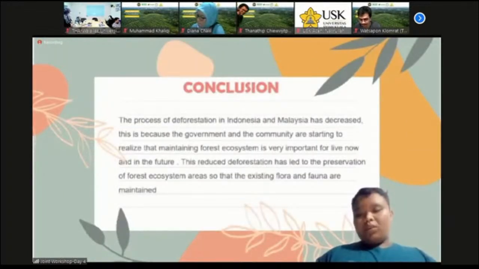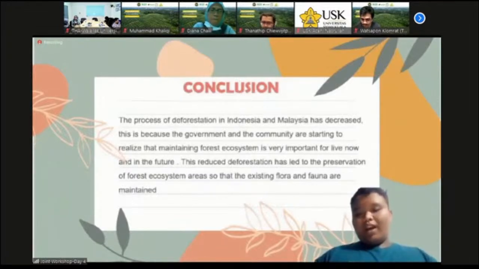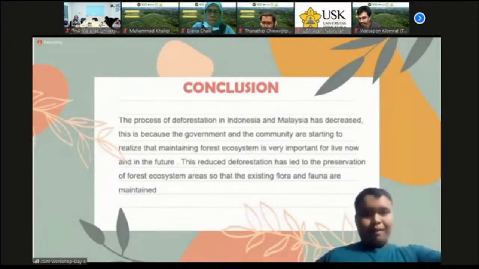Conclusion: the process of deforestation in Indonesia and Malaysia has decreased. This is because the government and the community are starting to realize that maintaining forest ecosystems is very important for life now and in the future. This reduced deforestation has led to the preservation of forest ecosystem areas so that the existing flora and fauna are maintained. Thank you.